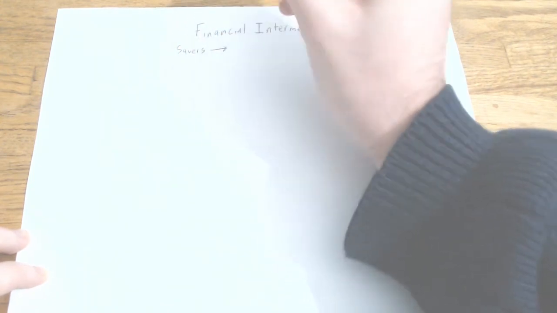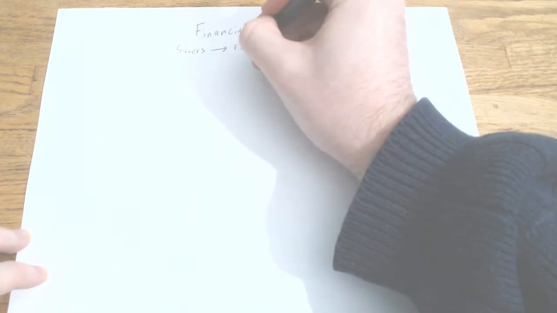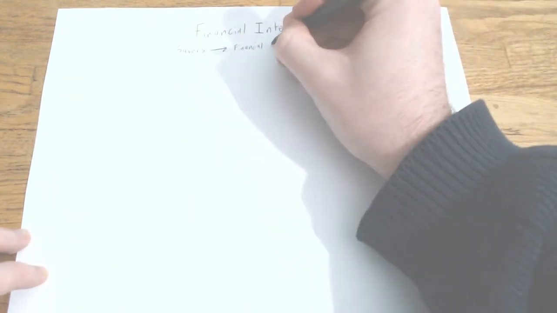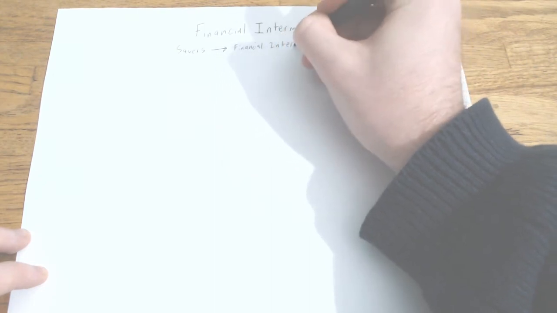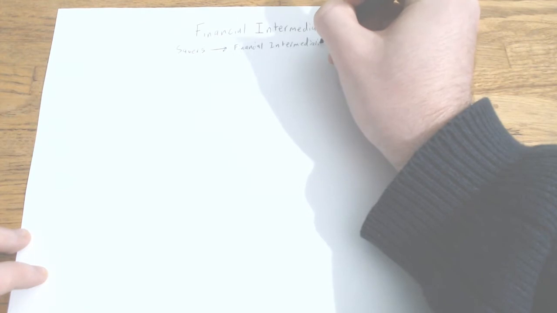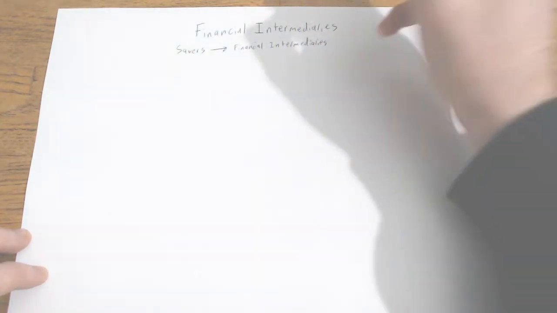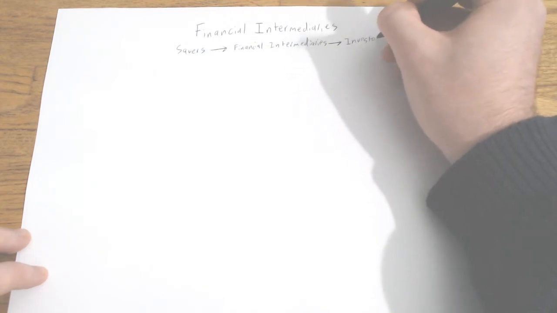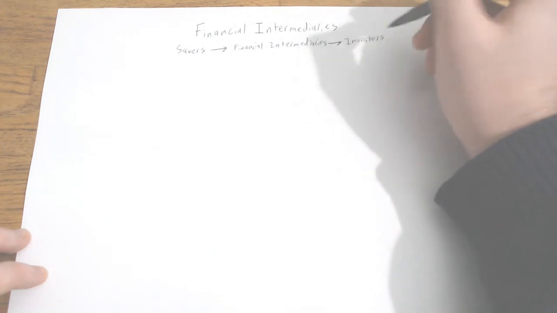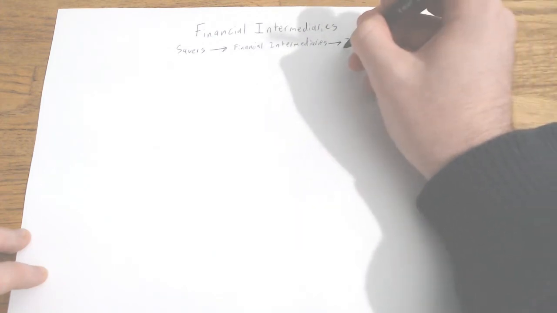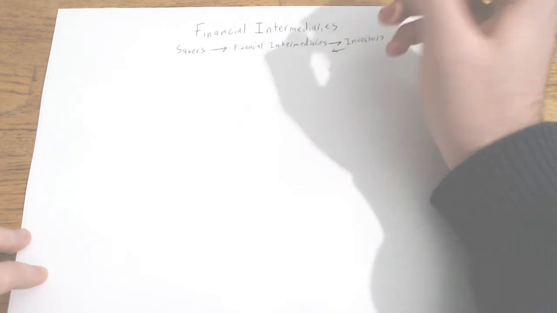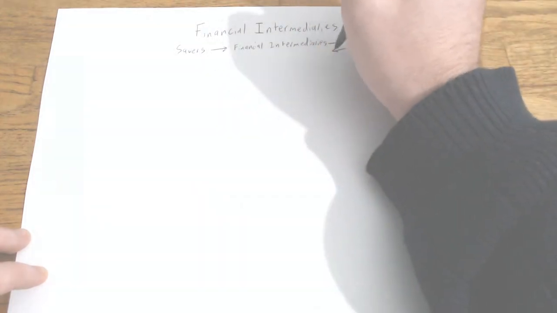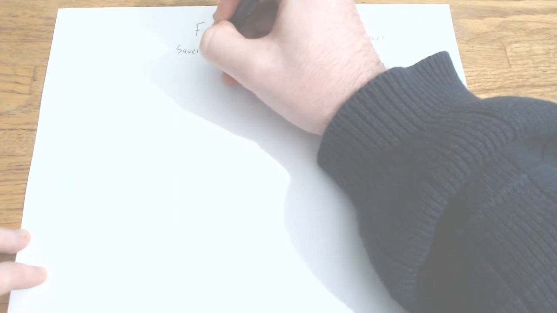So if I was going to draw this, savers go to financial intermediaries. This financial intermediary takes it to investors. The investors pay back the financial intermediary through interest. The financial intermediary then pays back the savers through the savings rate.